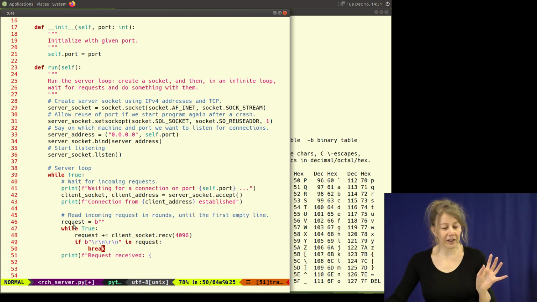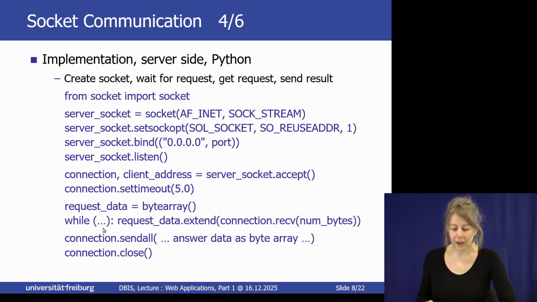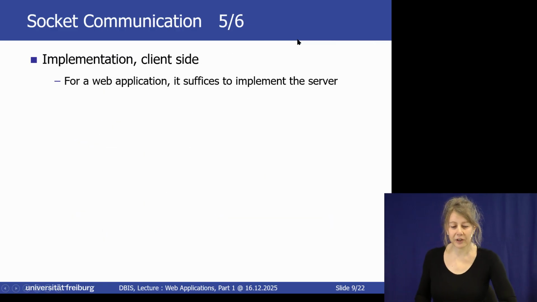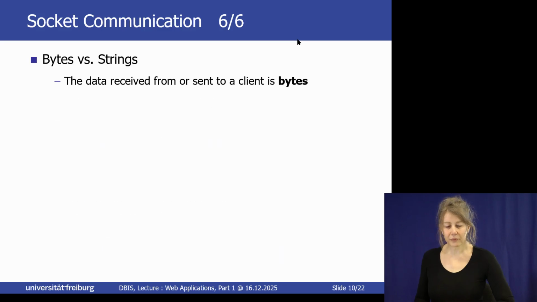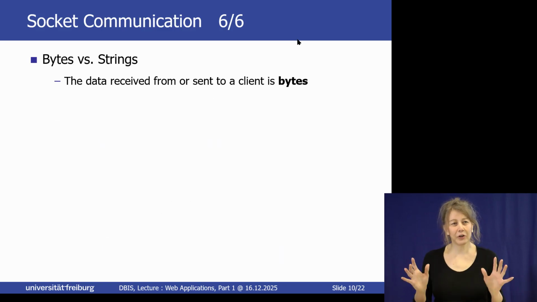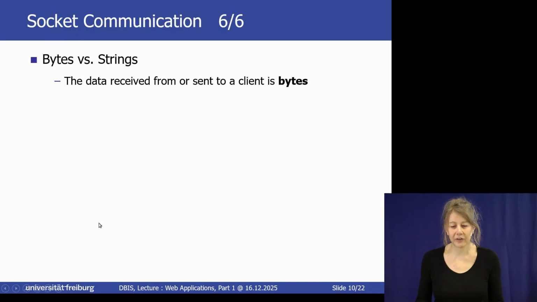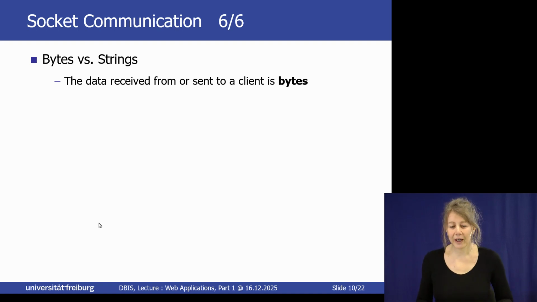Now here's another thing. I'm receiving this as a byte stream. I want to interpret it as a string, so I have to decode it. Let's maybe go to the slides. This is what I just said, read in rounds. Bytes versus strings is also super important. Raw data, you typically read as bytes, and you do that with this b here in front. These are called byte strings. When you interpret them as something, you have to say how you encode things.